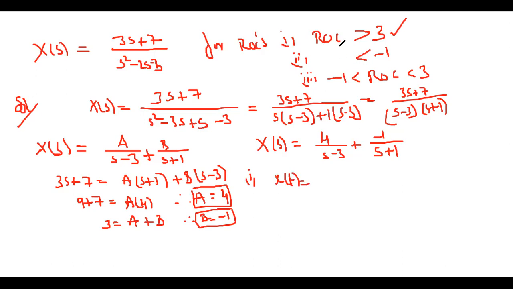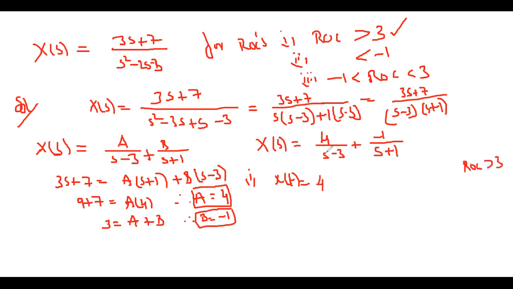whenever the given is one equation, the ROC is only the one, either greater than or less than. You can write positive real axis if it is greater than. You can write negative real axis when it is less than. When the combined equations are given, you can see the value here. First of all, I am writing the ROC greater than 3, means positive real axis only.